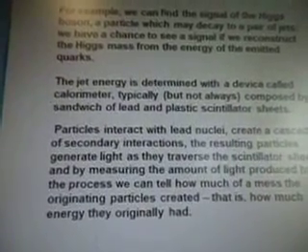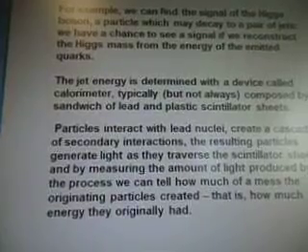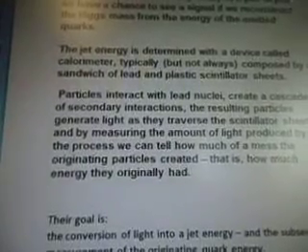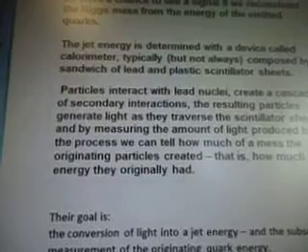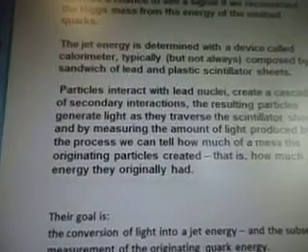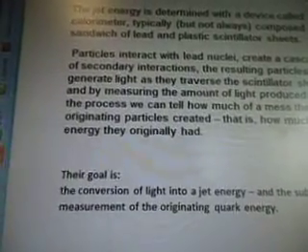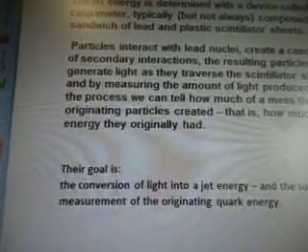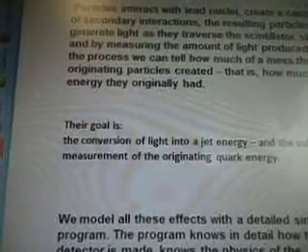We have a chance to see a signal if we reconstruct the Higgs mass from the energy of the emitted quarks. The jet energy is determined with a device called calorimeter, typically but not always composed by a sandwich of lead and plastic scintillator sheets. Particles interact with lead nuclei, create a cascade of secondary interactions. The resulting particles generate light as they transverse the scintillator sheets, and by measuring the amount of light produced by the process, we can tell how much of a mess the originating particles created. That is, how much energy they originally had.